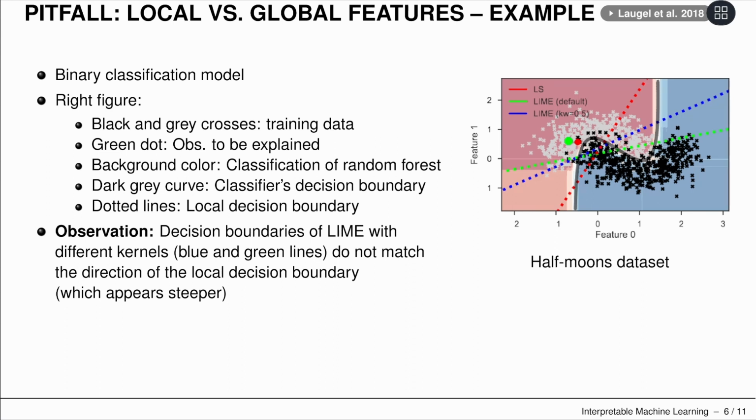Here we see that as an example. So we have a binary classification model here, again, between red and blue. And we see that now we have the black and gray crosses, so that's the training data over here, right? The green dot we would like to explain. You see that over here, right? The black background color, of course, gives you the decision boundaries and so on. The dark gray curve is the exact decision boundary, and the dotted lines are now your local decision boundaries.